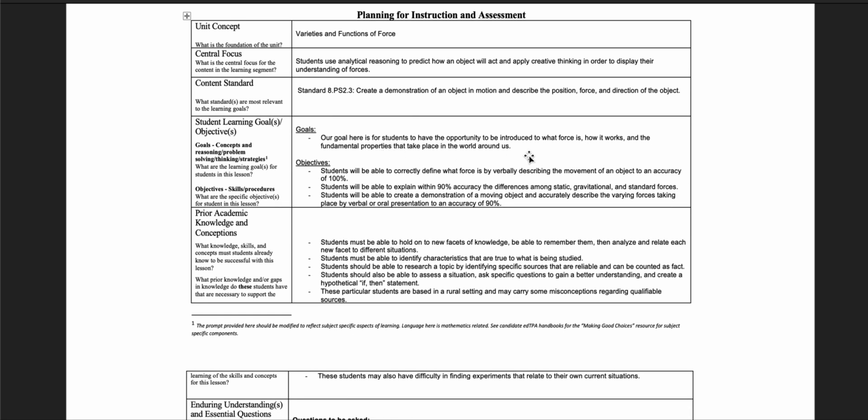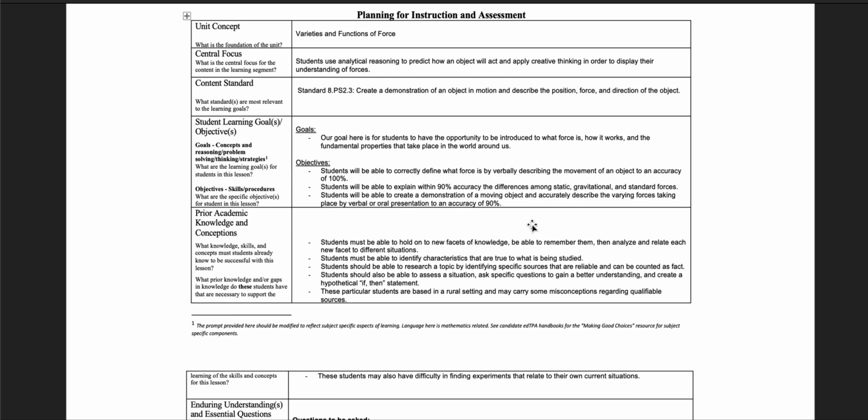Goals here are for them to be introduced to what it is, how it works, and then the properties that take place around it. Objectives we've gone over before, but we'll review. Students will be able to correctly define what force is, verbally describing the movement of an object to an accuracy of 100%. They move up to explaining with 90% accuracy the differences between the static, gravitational, and standard forces. And then finally, they have to create their own demonstration of a moving object and accurately describe the varying forces taking place by verbal or oral presentation, either one, to an accuracy of 90%.